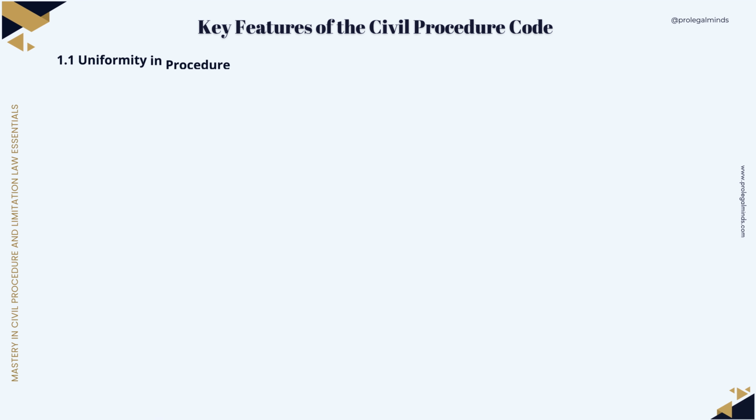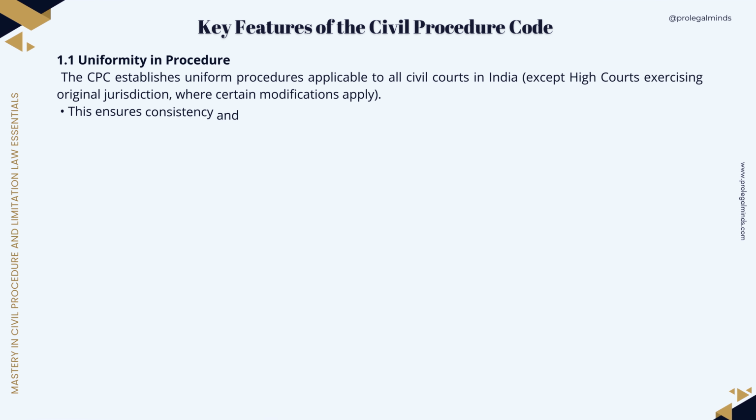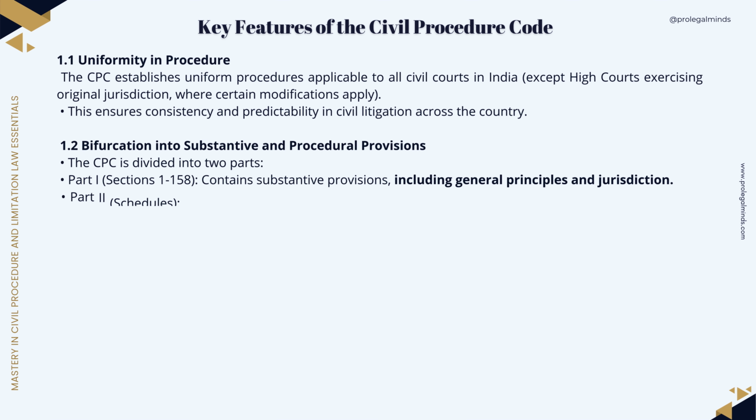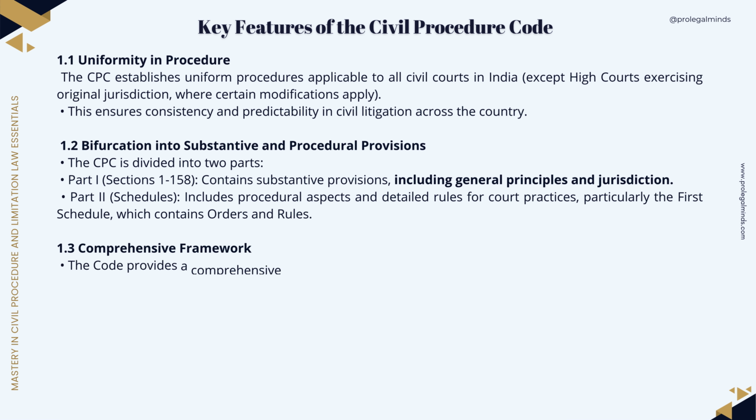Key features of the Civil Procedure Code: uniformity in procedure. The CPC establishes uniform procedures applicable to all civil courts in India, except high courts exercising original jurisdiction where certain modifications apply. This ensures consistency and predictability in civil litigation across the country.